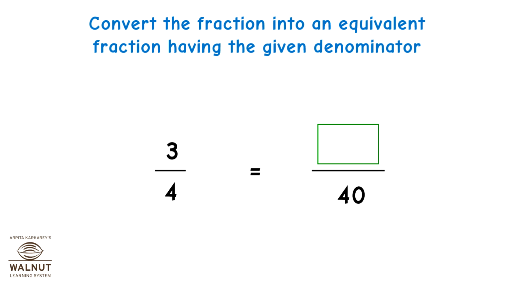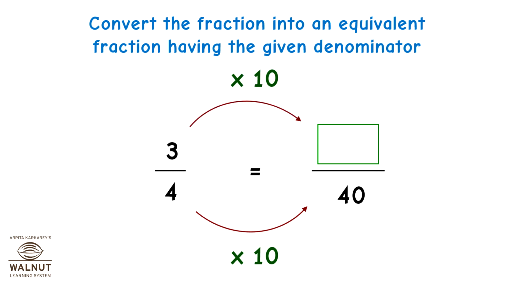Look at this fraction. We have 3 upon 4 and we want to make an equivalent fraction with denominator 40. 4 into 10 is 40. Whatever we do to the denominator, we have to do to the numerator. So we multiply the numerator by 10, which gives us 30. The equivalent fraction is 30 upon 40.